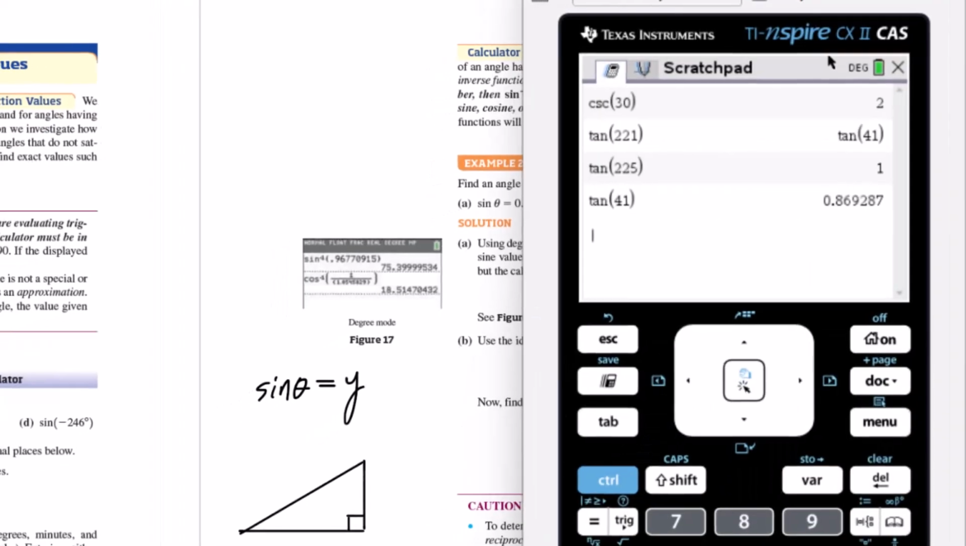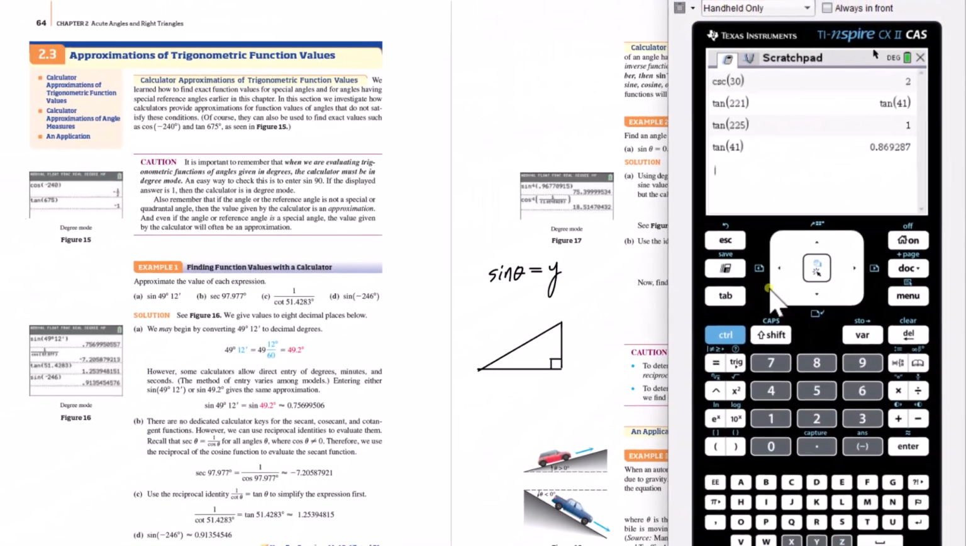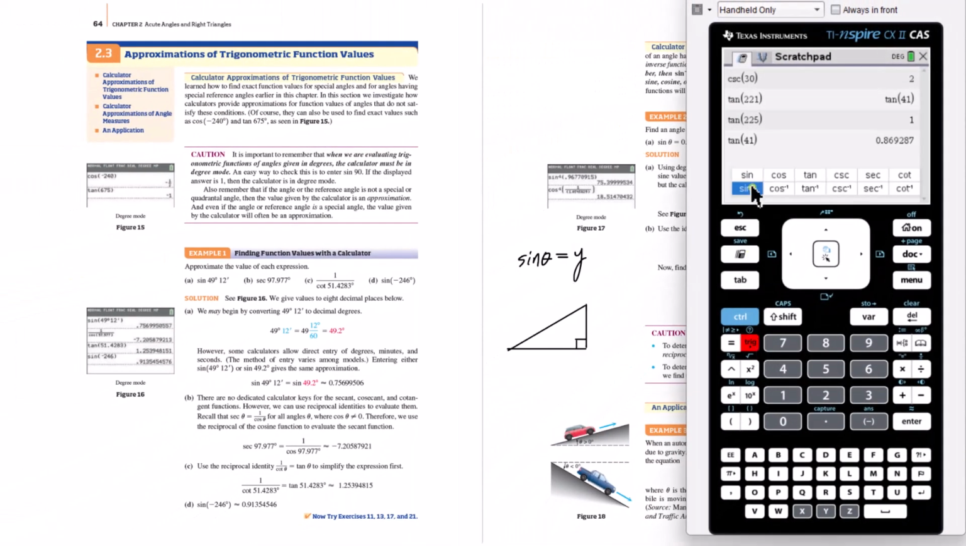And so they're talking about the inverses, right? But one thing to note is that when you do an inverse, let's say we do the inverse tangent of 1 here, and we're going to learn about this in detail in a later chapter, we get 45, not 225.